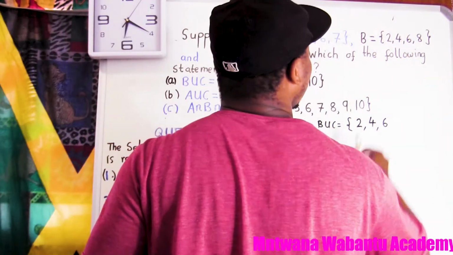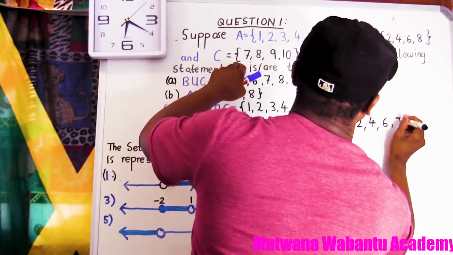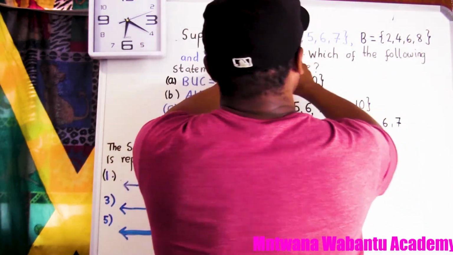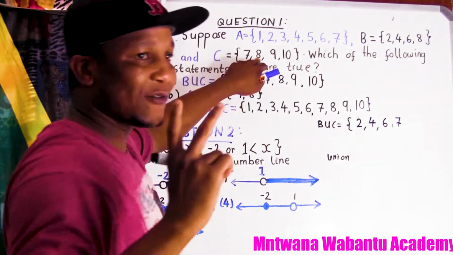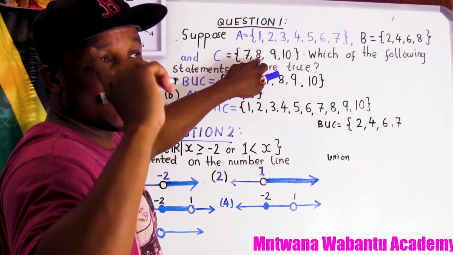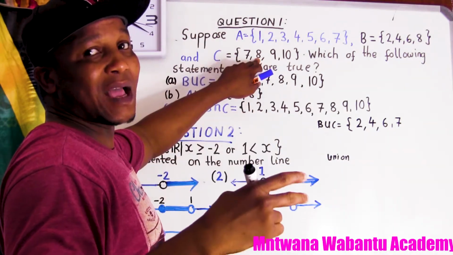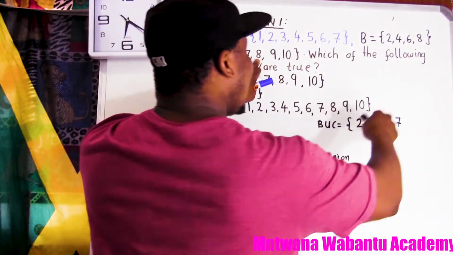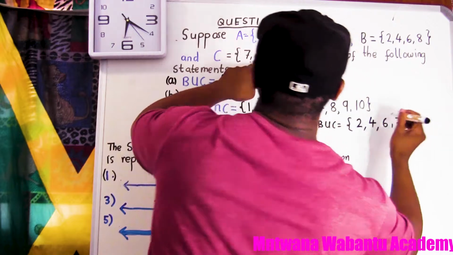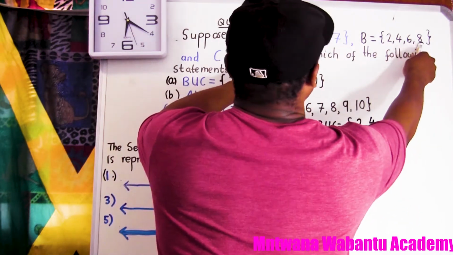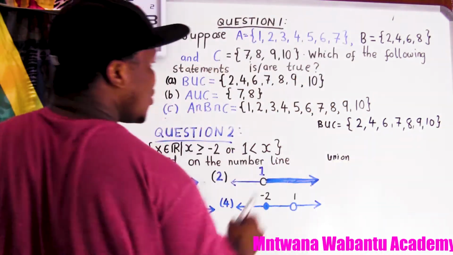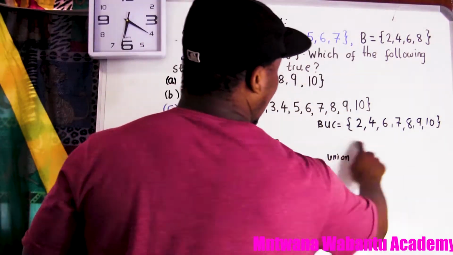Now we go 6, and then we have a 7. Now you've got a 7. 8, you see 8, it appeared in both. So you don't have to write it twice. You write it only once, even if it appears 3 times, 4 times, you only write one. You see 8 and 8, so don't write 8, 8, just write only one 8, and then 9. Here we don't have any more, so we have 9, the next one, and then 10. So B union C is this one right here.